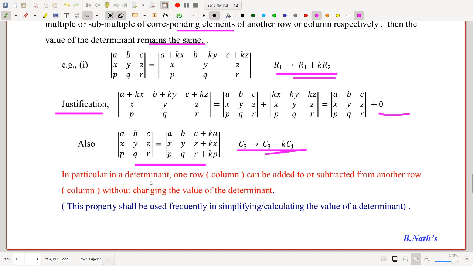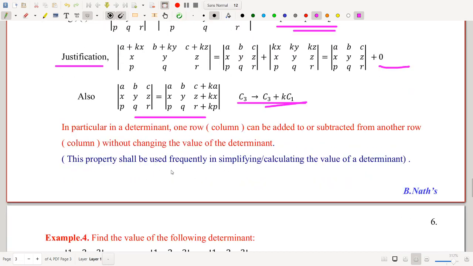So in particular, in a determinant, one row or column can be added to or subtracted from another row or column respectively, as the case may be, without changing the value of the determinant. That is, two rows can be added, the value of the determinant will not change. One row can be subtracted from another row, the value will not change. One column can be added with another column, the value will not change. That we shall use many times. This property shall be used frequently in simplifying or calculating the value of a determinant by shortcut method.